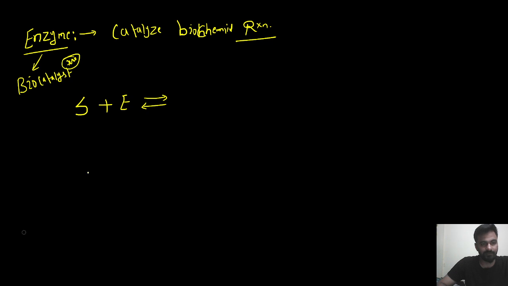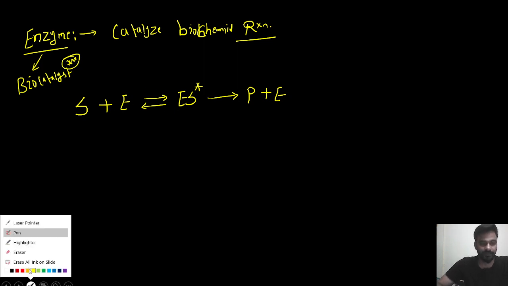I will be going a little bit faster because we don't have that much time. ES star, that is the enzyme substrate complex, and again it will dissociate, forming product, and the enzyme will come out, right? Because at the end of the reaction we are very interested in getting our product, with catalyst separation from the product, so that we can use this catalyst again for the reactant, right? So it's very important. That is the basics of enzyme reactions.